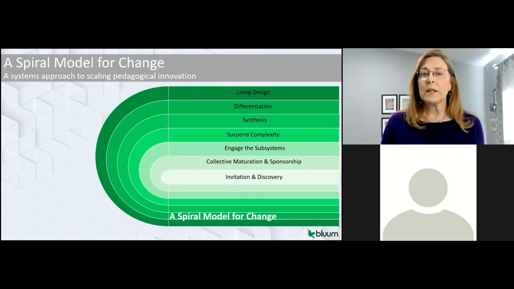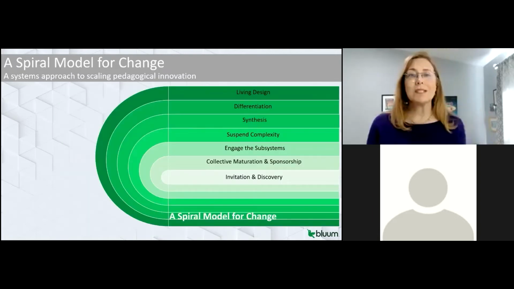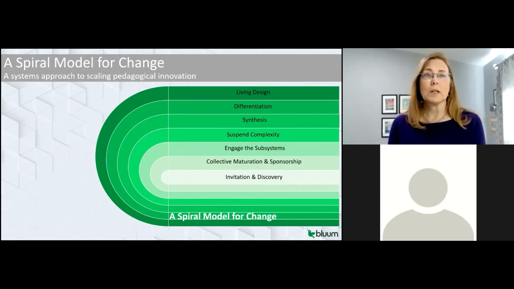So I'm going to be talking about a spiral model for change, and this is really a systems approach to scaling pedagogical innovation in your school districts. We start with invitation and discovery, and that's where we really focused on March 2nd. We then moved last week to collective maturation and sponsorship, and we talked about what that looked like for our system and how we really support the teachers that are doing the work of the initiatives that we're starting. And then today we're really going to look at engaging the subsystems.